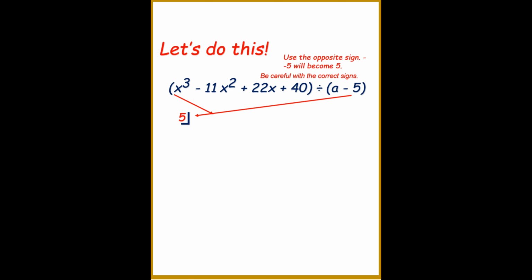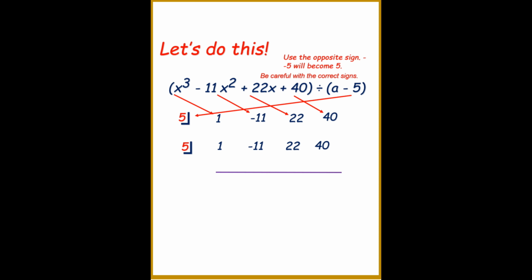So we have here a 1. The second one is negative 11. Be careful with the correct signs. The third one we have positive 22, and the last one we have 40. Let's copy it again: 5, 1, negative 11, 22, and 40. Then let's put a line.